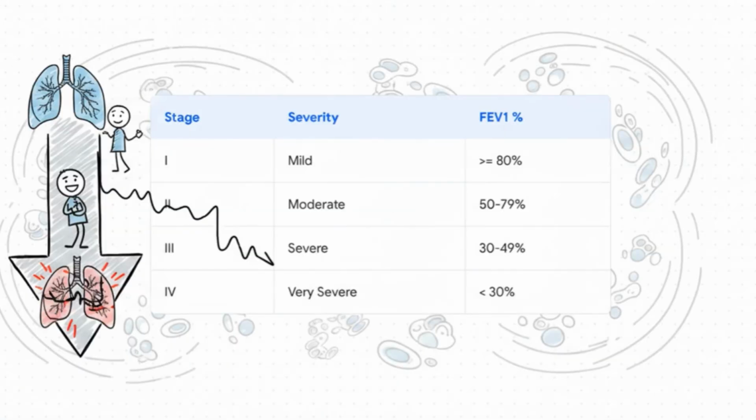Now, severity is purely dictated by that FEV1 metric, basically how much air a patient can physically force out in 1 second. Just look at the sheer drop-off here. As lung capacity plummets from 80% in stage 1 all the way down to below 30% in stage 4, the patient slides from just managing mild symptoms into highly dangerous, life-threatening respiratory failure.